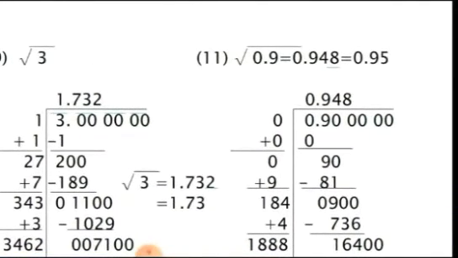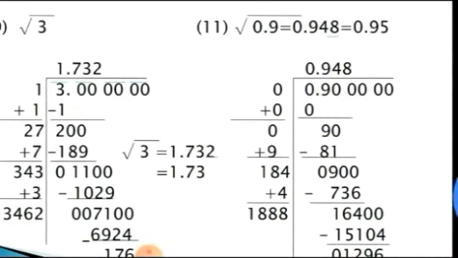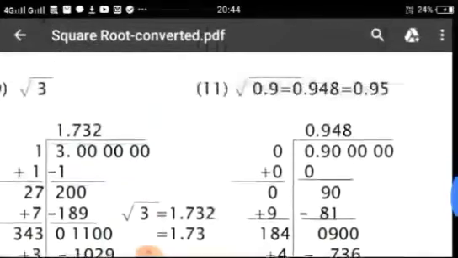Next question, question number 11. Find the value of the square root of 0.9, correct up to 2 places of decimal. This is also the same question. So 0.9, first you put 1 0 and 90 as the first pair, then after that 0 0 0 0 as the third pair. Here also, the same process. So the quotient is 0.948. Here the third place is 8, and 8 is greater than 5, that means your answer is 0.95.